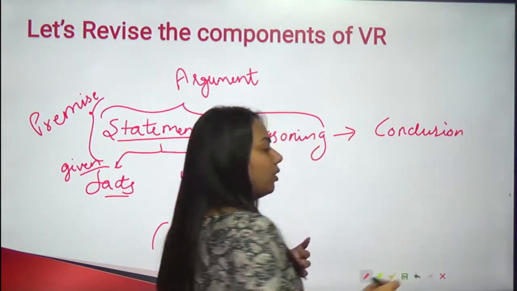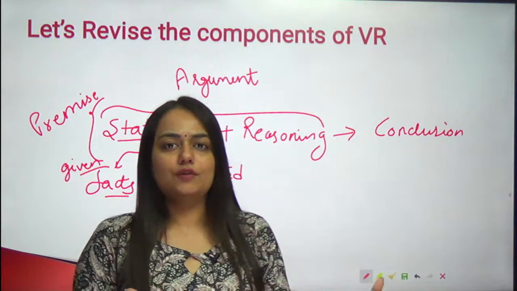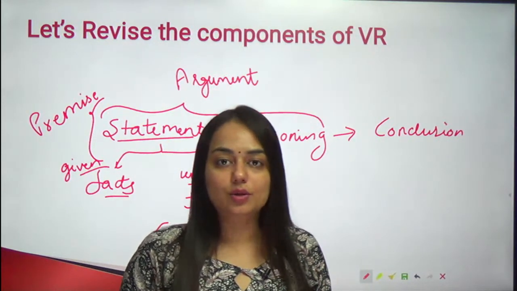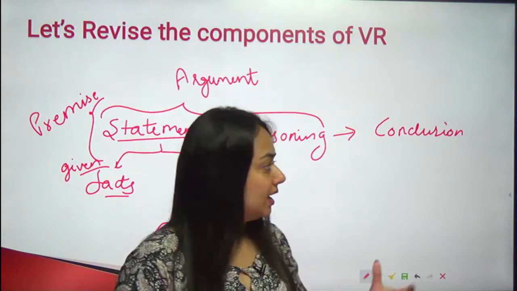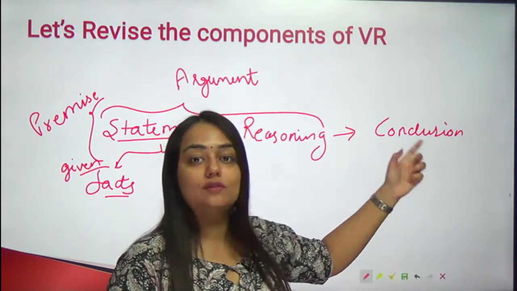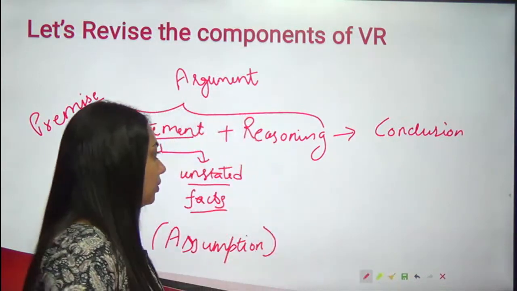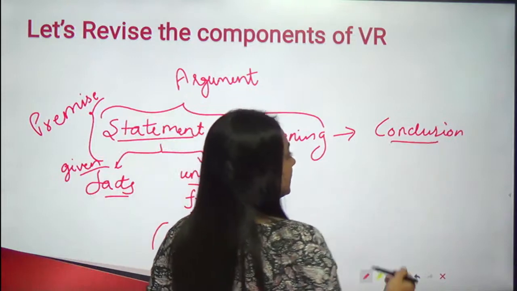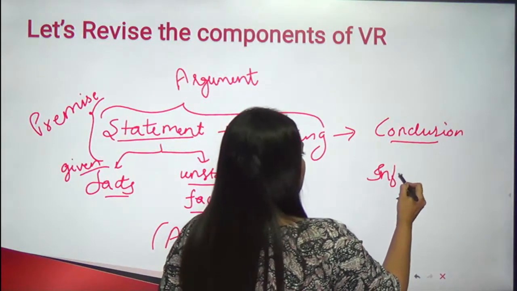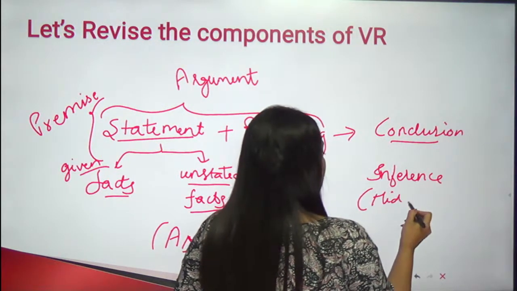Otherwise, why would the author or the speaker or the writer give you an argument? Any person, if he presents an argument, the reason behind it is he wants to convince us of something. And the thing that he wants to convince us of is known as a conclusion. Now, apart from conclusion, there is something else that you must know. One more component, which is inference or hidden conclusion.